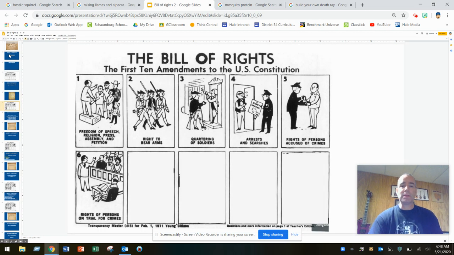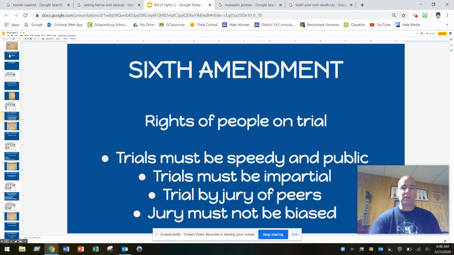So this is amendment number 6. It's pretty important when it comes to due process. And, if they're giving you a fair trial, it has to have all the things. So they must be fast and public. They can't just throw you in jail and say, we're going to put you on trial in the year 2055. Because that would be due process, but it has to be as fast as the system can handle it.